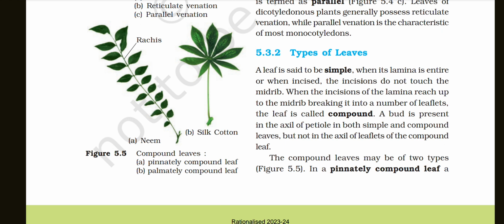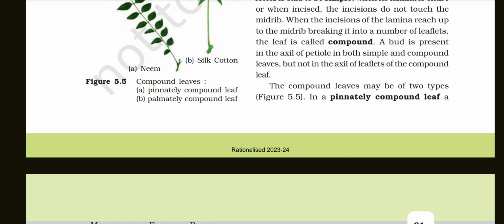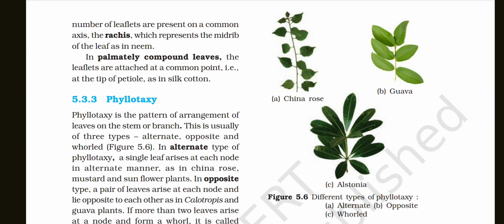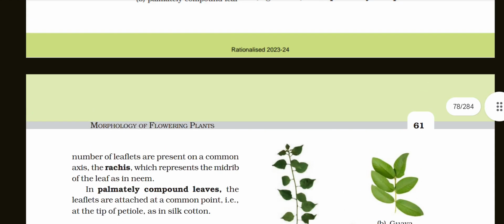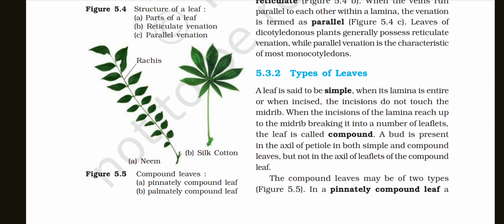A bud is present in the axil of the petiole in both simple and compound leaves, but not in the axil of the leaflets of the compound leaf. The compound leaves may be of two types. In a pinnately compound leaf, a number of leaflets are present on a common axis called the rachis, which represents the midrib of the leaf, as in neem. In palmately compound leaves, the leaflets are attached to a common point, that is, at the tip of the petiole, as in silk cotton.